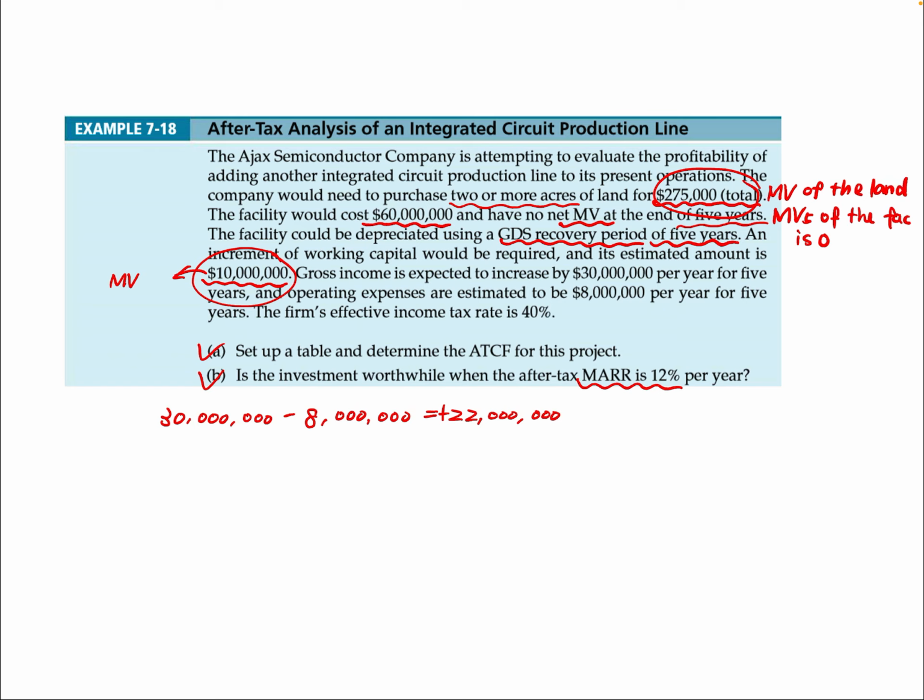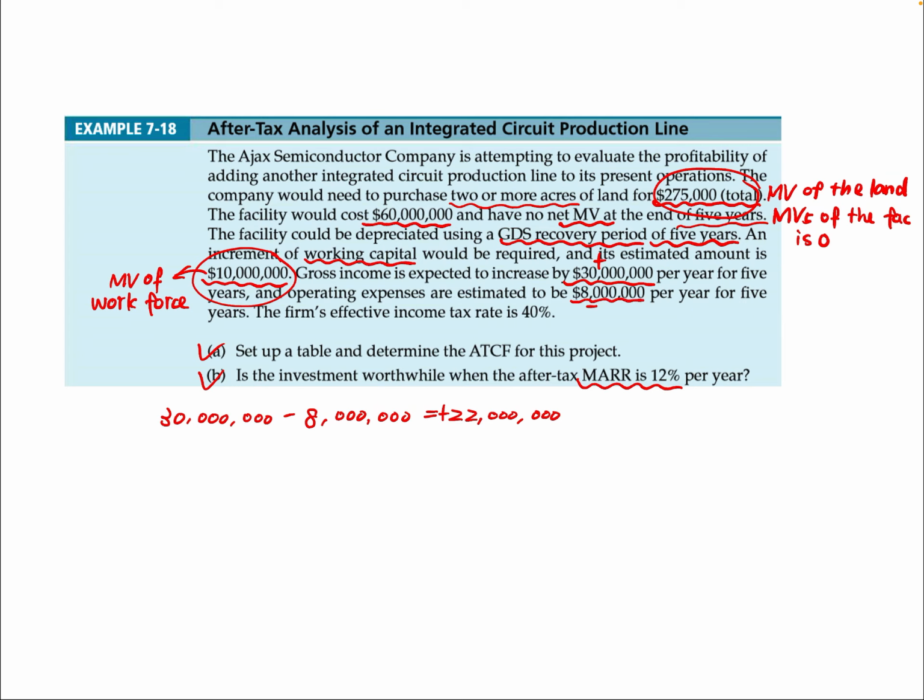And an increment of working capital, you need to hire people, right? Would be required as well. And its estimated amount is 10 million. So the MV of the workforce is 10 million, and it's not depreciable as well. Okay? And gross income is expected to increase by 30 million per year. So that is your positive income for 5 years. And operating expenses are estimated to be 8 million per year for 5 years. So this is your positive income, this is your negative cash flow.